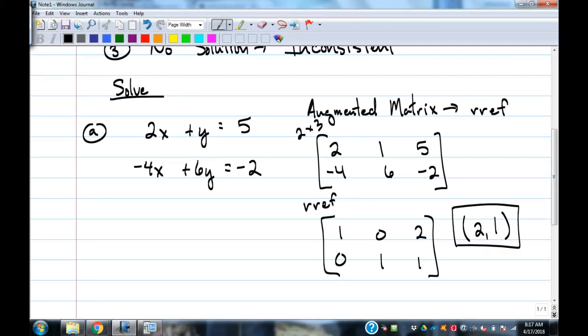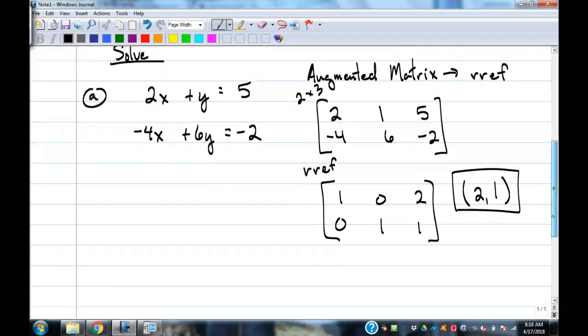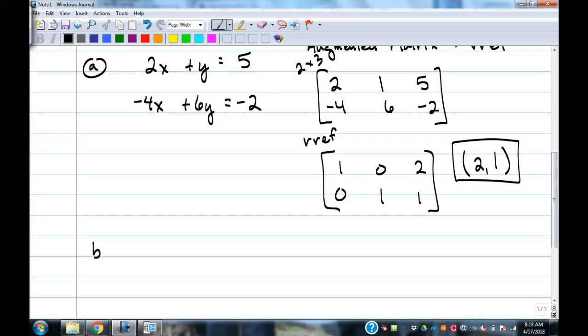It'll always be in that order, though. If you do use RREF, X will be on top, Y will be on the bottom. If there is a solution. Okay. Easy stuff. Let's do another one. Let's say we had 2X plus 3Y equals 1, and Y equals X minus 3.